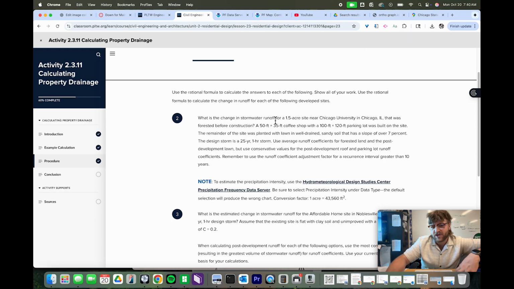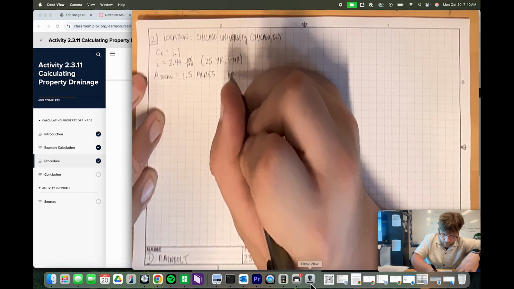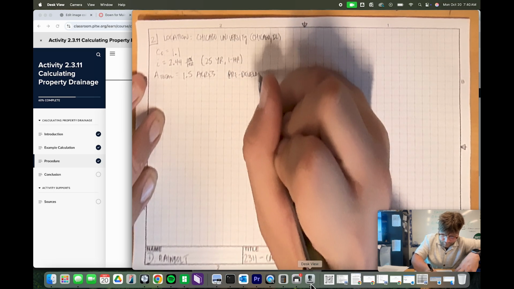Next, we have the change in stormwater runoff. This is a 1.5 acre lot. So I'm going to write that down as being 1.5 acres. So I've got that underneath this guy. So we got 1.5 acres. Starts off for pre-development, right? And this is forested land. So this is pre-development. We could put this in here, pre-development.